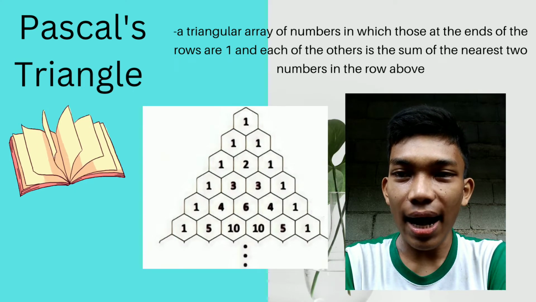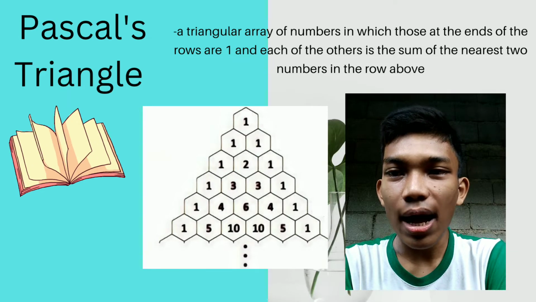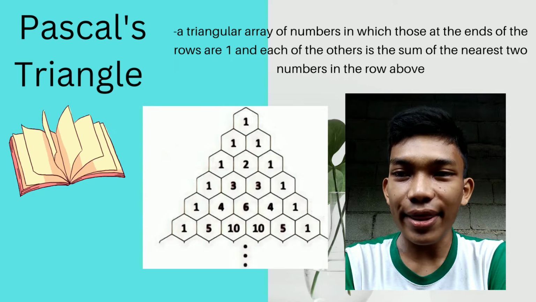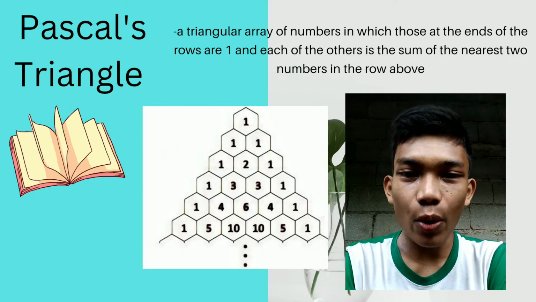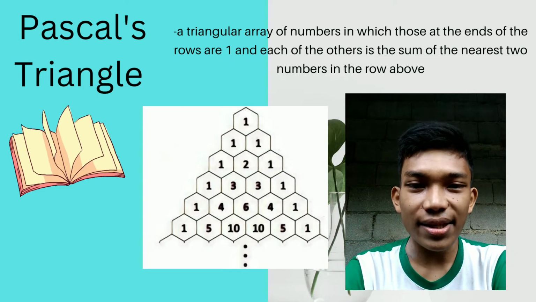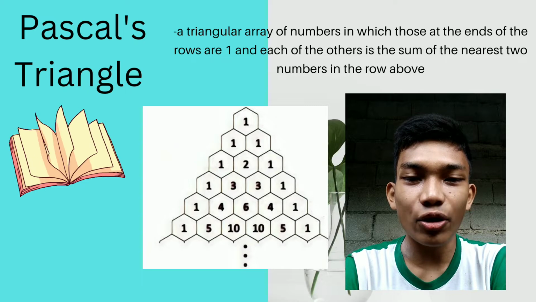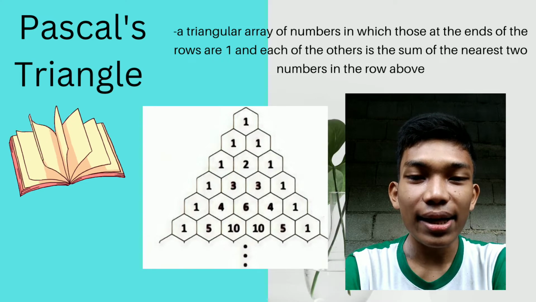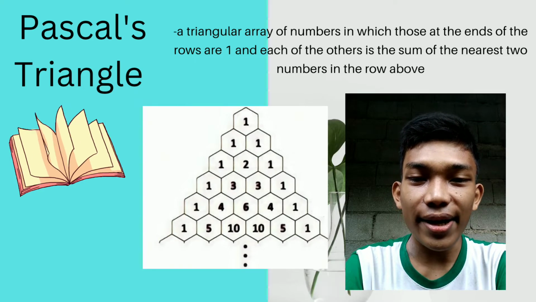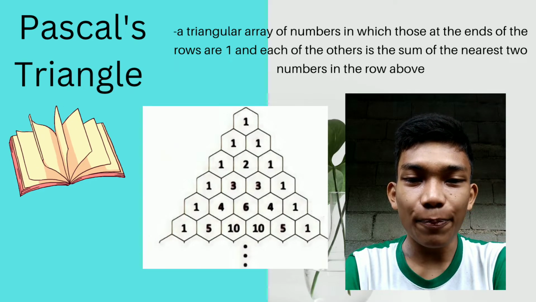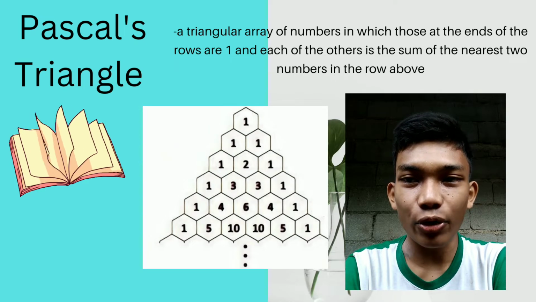It is a triangular array of numbers in which those at the ends of the rows are 1 and each of the others is the sum of the nearest two numbers in the row above. So yung Pascal's triangle is array of the hexagon. So gaya rin doon sa Galton board kung saan yung edge niya is number 1 because yung 1 na yun is there is only one roots for a ball to take para mapunta siya dun sa bin ng Galton board.